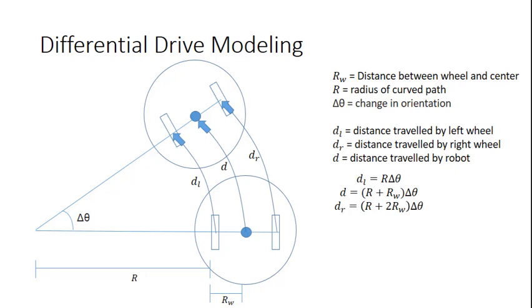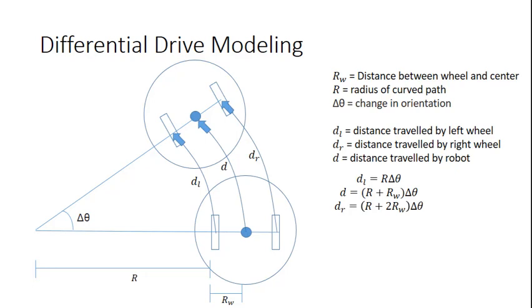And we can add a few more variables here. So dl is going to be the distance that the left wheel has traveled. dr is the distance that the right wheel has traveled, and then d is the distance that the reference point on the robot has traveled. And all of these are represented with the circular arc formula.